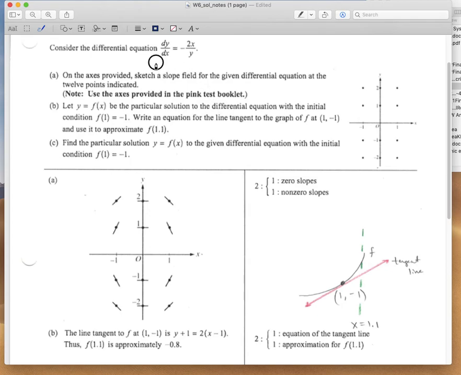Remember, the thing that we're looking for is a function. It's y equals some function of x. That's what we're trying to find. That's the solution.